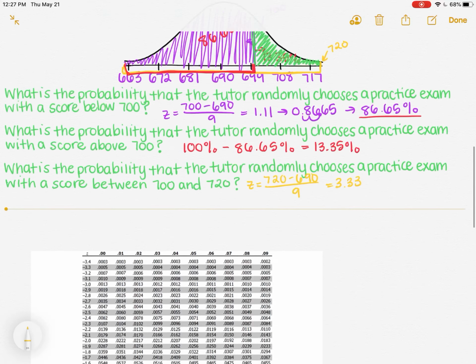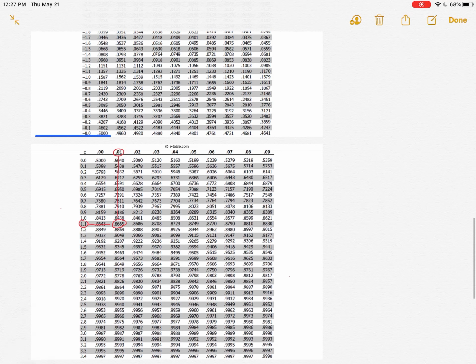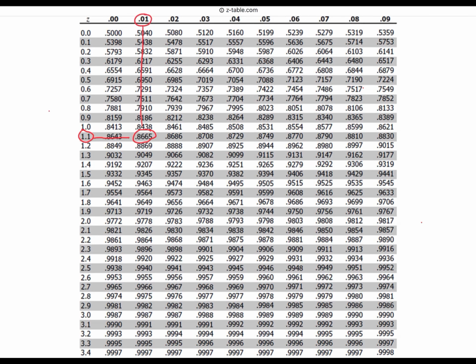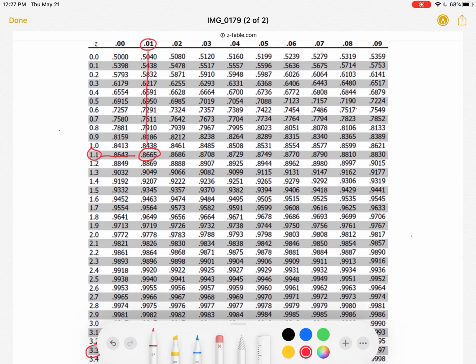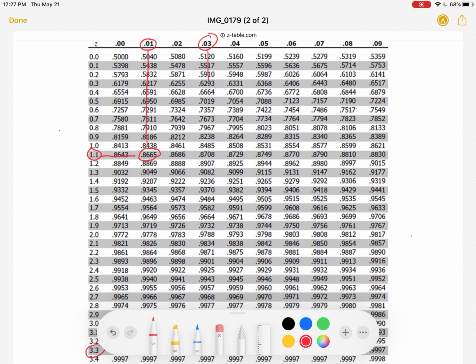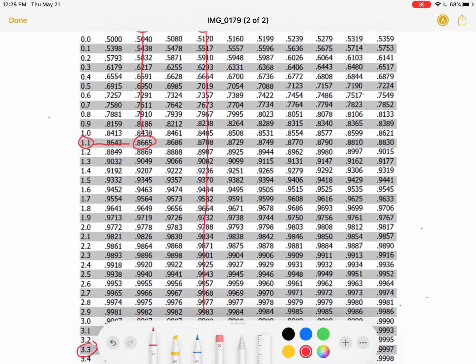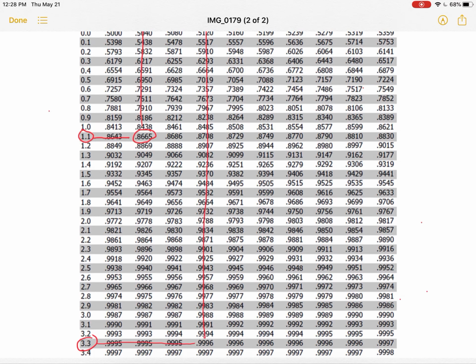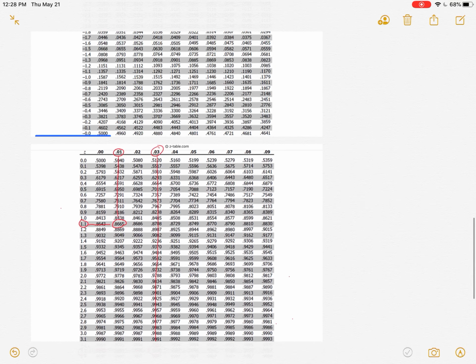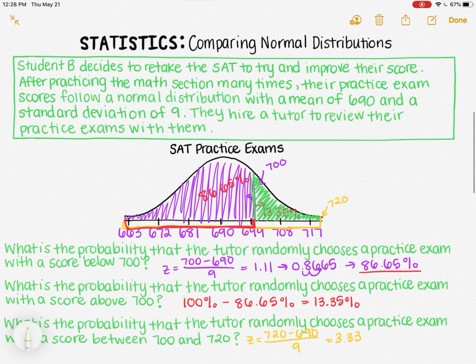So now I just need to go to my z-score table, go to the positive side. I'm looking for 3.3 on the left side, which is all the way down at the bottom, and then 0.03 at the top, and then I just need to find where they connect, which is going to be right here at 0.9996. So if I go back, I'm going to write that I got 0.9996, which I know as a percentage is 99.96%.